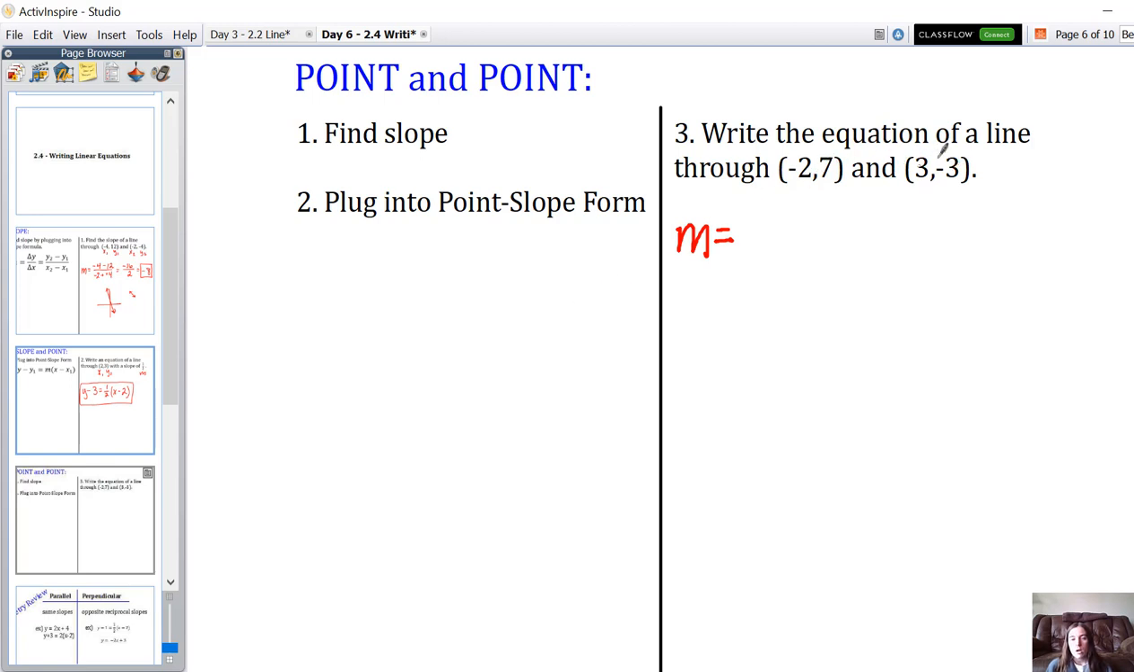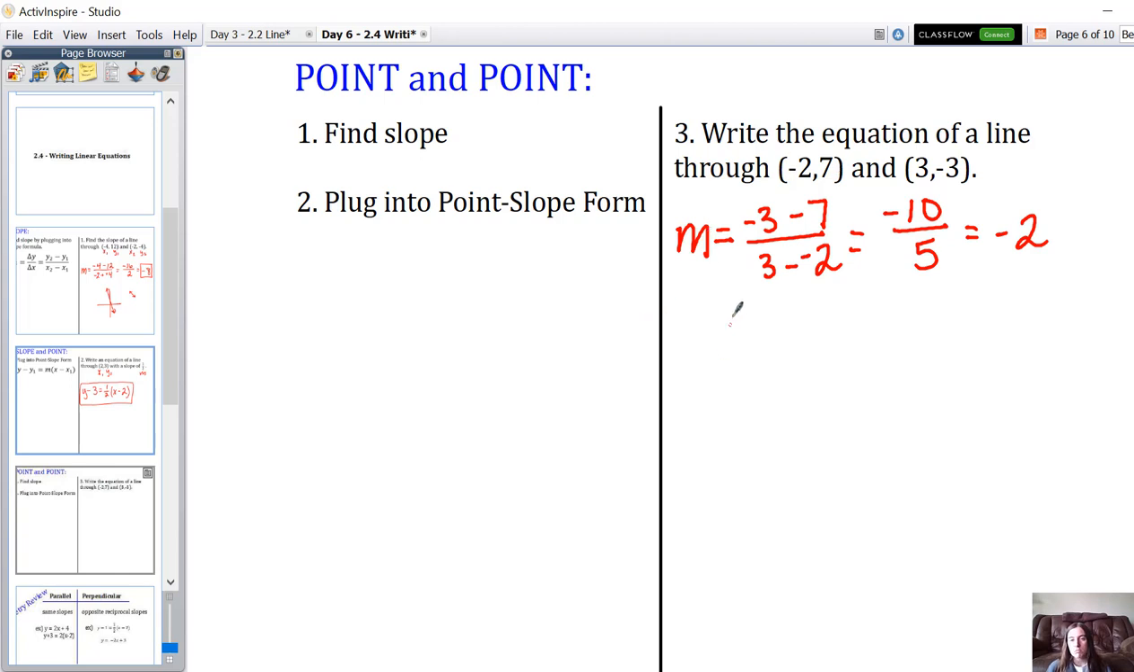So y2 minus y1, we've got -3 minus 7 over x2 minus x1, 3 minus -2. Then -3 minus 7 is -10. And 3 minus -2 is 3 plus 2, which is 5. And this reduces to -2. So that's our slope. Now we can do either point, it doesn't matter which one, and use point-slope form.